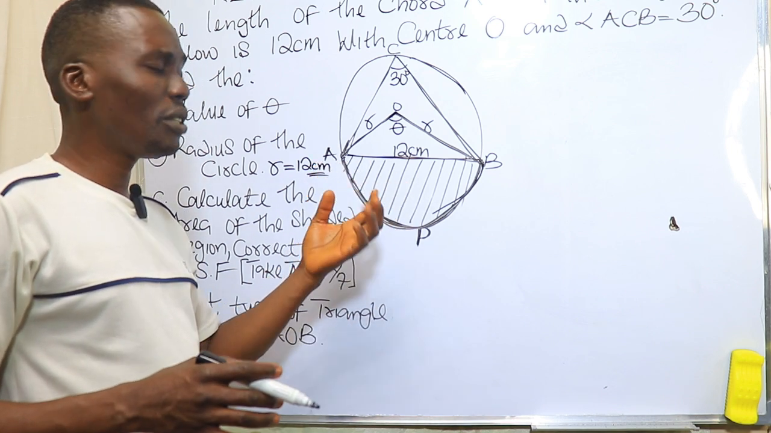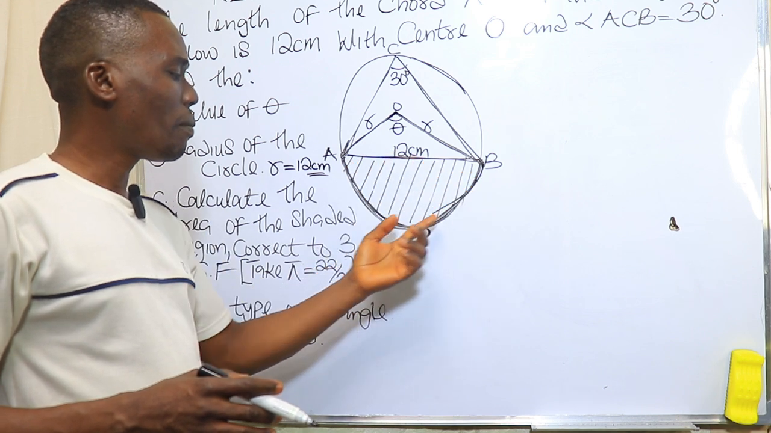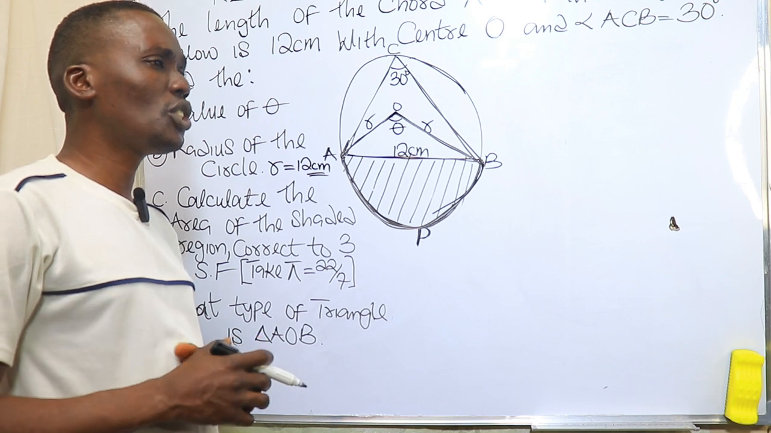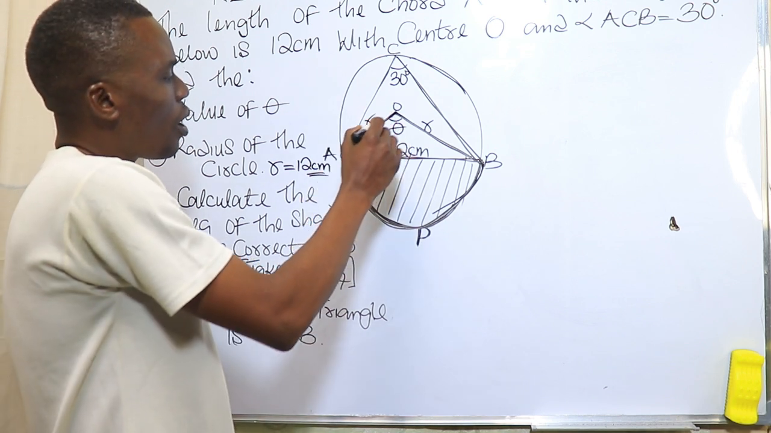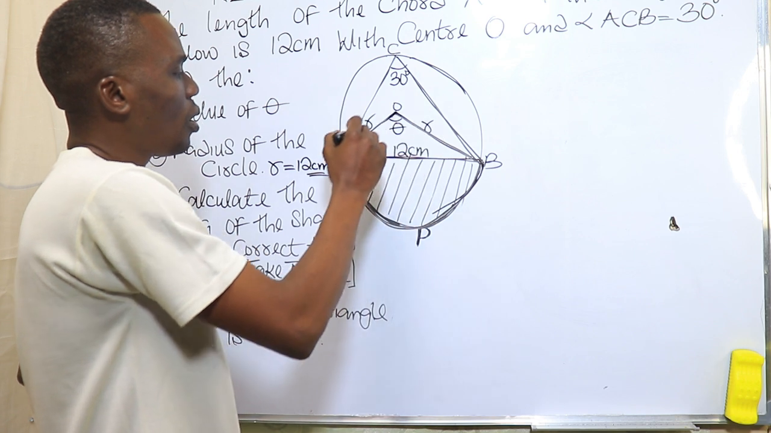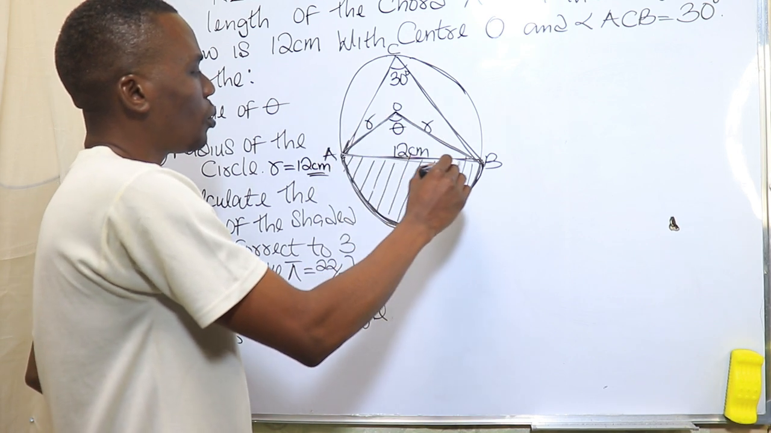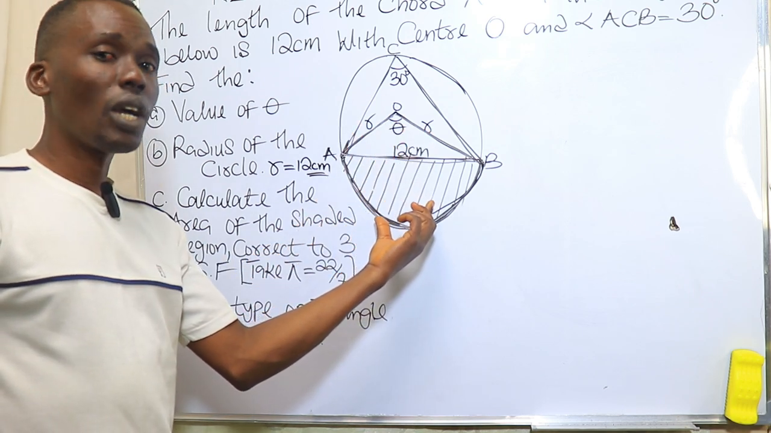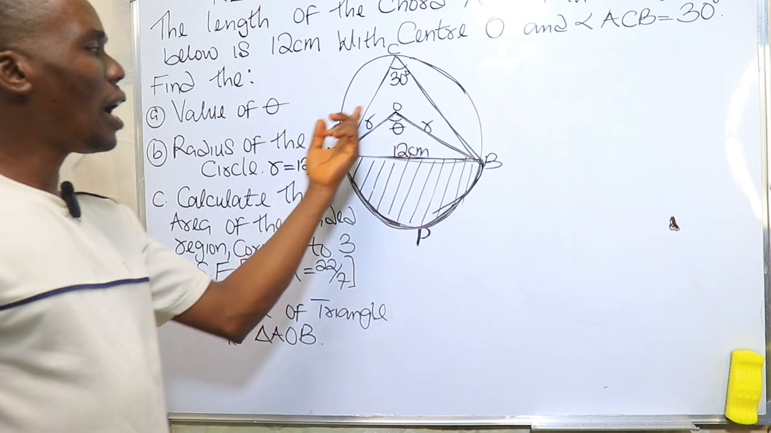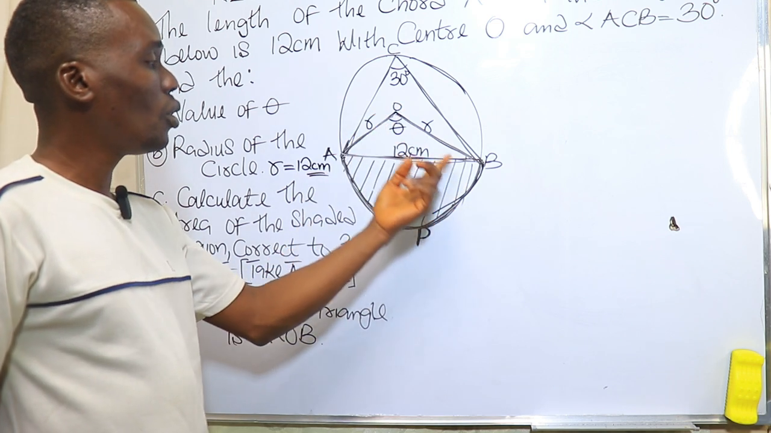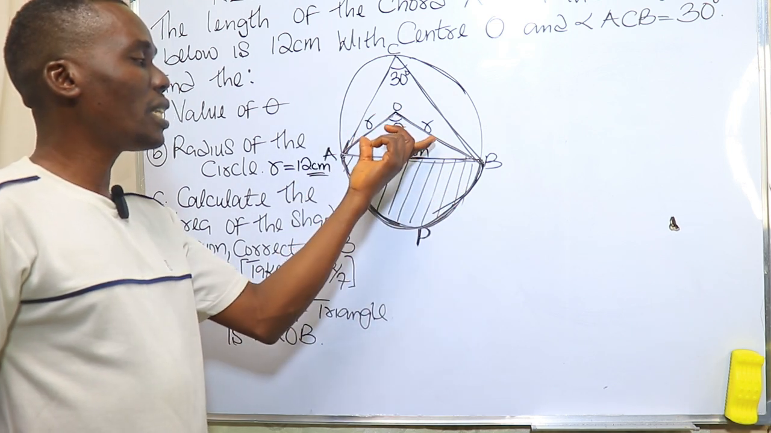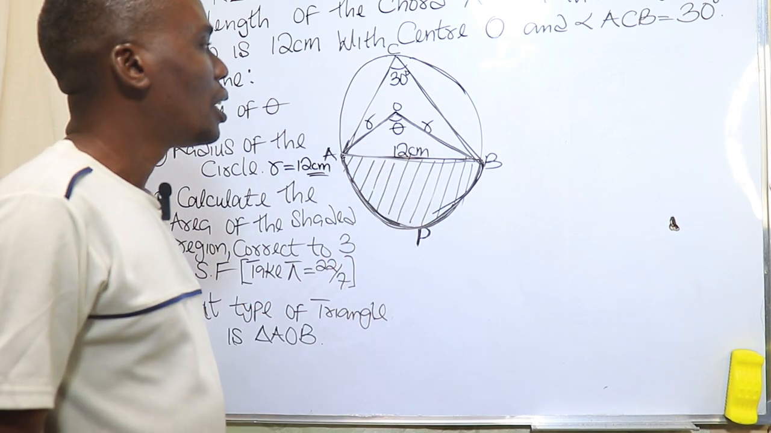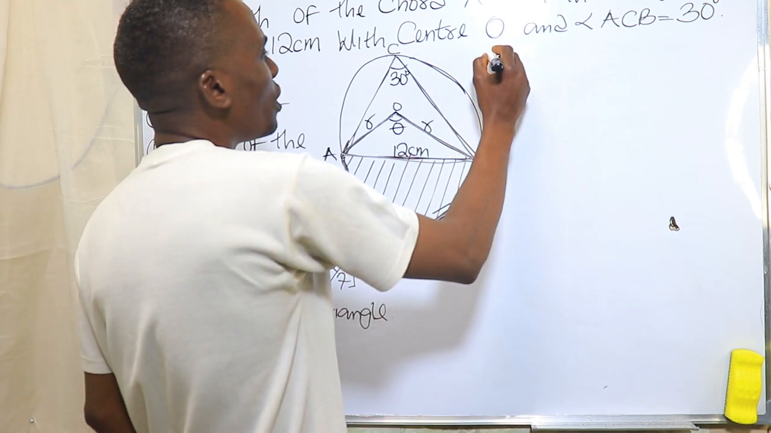So how can we find the area of the shaded region? The area of the shaded region is the area that is covered by the arc and the chord. So the area of the shaded region can be the area of this whole sector minus the area of this triangle. Remember, this is a triangle. So the area of the whole sector will subtract the area of the triangle. That way we can get the area of the shaded region.